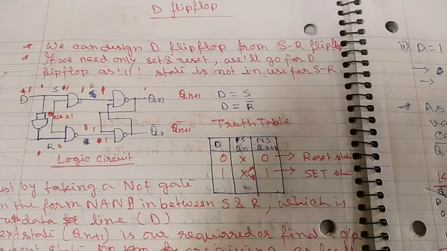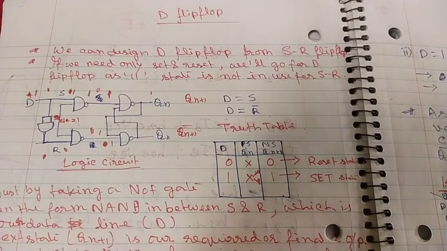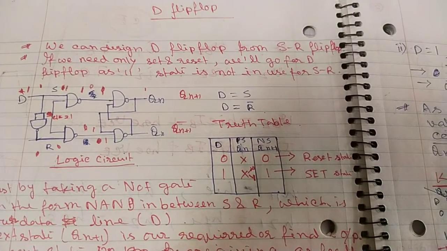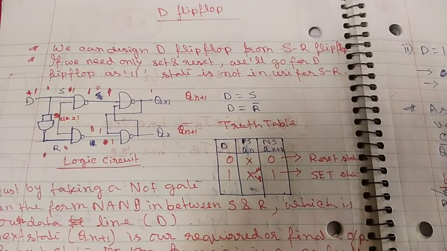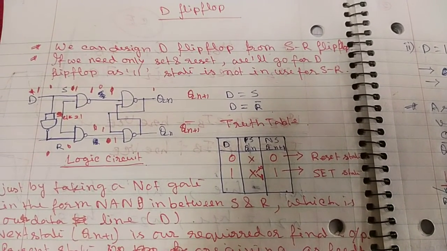And so today my topic is the D flip flop. Okay, D flip flop. Why do we need a D flip flop? When we need only the set and reset options, then we can design the D flip flop from an SR flip flop. How will we design that D flip flop?